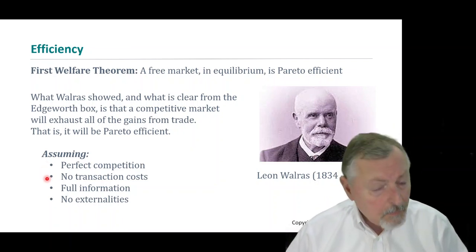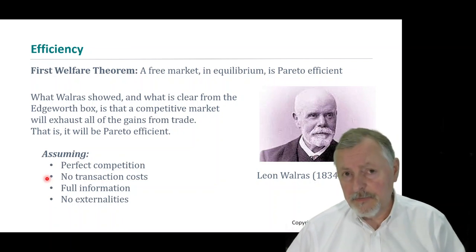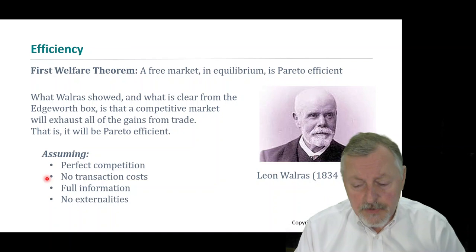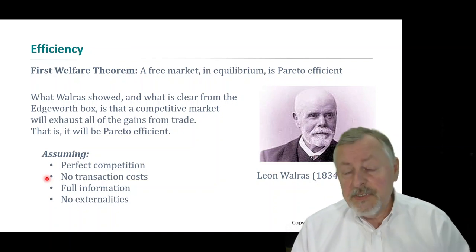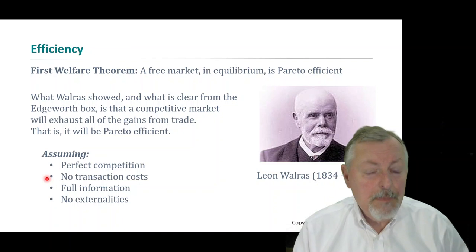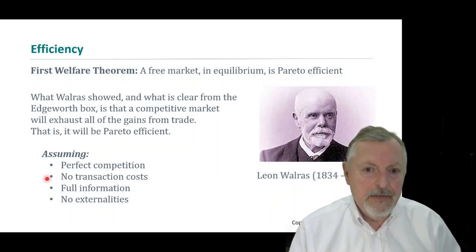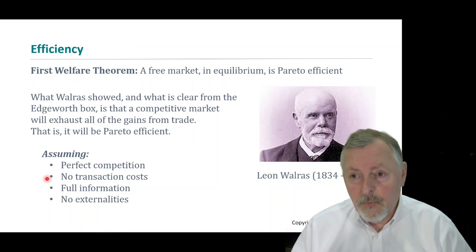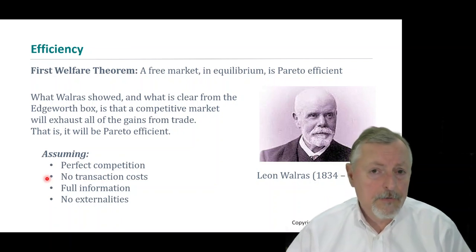Next, there have to be no transaction costs. In the example of trading sandwiches for Capri Suns, what happens if there was a gigantic tax on those trades? It might make the trades so unattractive that it would not make both sides better off.